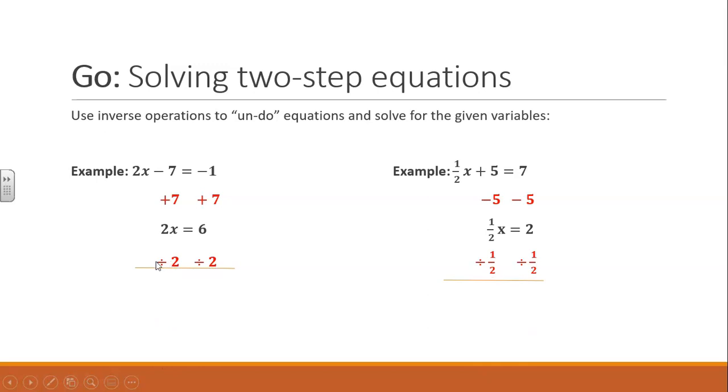We'll divide by 2 on both sides of the equation to make sure we retain that balance. And over here, we'll divide by 1/2 to get x by itself. 6 divided by 2 is 3. 2 divided by 1/2 is 4. Remember that dividing by 1/2 is equivalent to multiplying by 2.